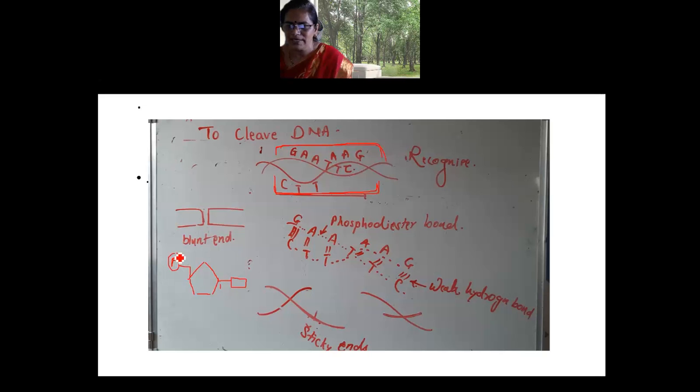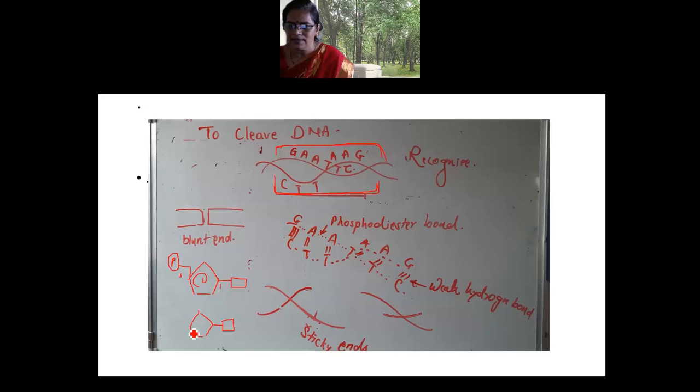The phosphate group is present at the fifth carbon atom, and this is called a nucleotide. That is the phosphate group, the nitrogen base, and the sugar, the pentose sugar. This pentose sugar is attached to the nitrogen base at the first carbon atom. The phosphate group is attached to the fifth carbon atom.